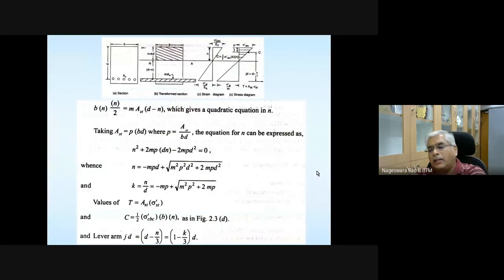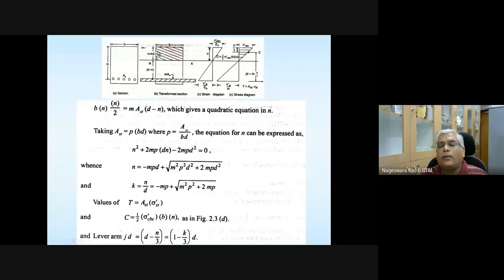Whatever I explained to you is reproduced here in that figure. So now we need to find the neutral axis depth, the n value. n is the neutral axis depth. So how do we get the neutral axis depth? You need to take the area in compression. The moment of area in compression is equated to the moment of area in tension.